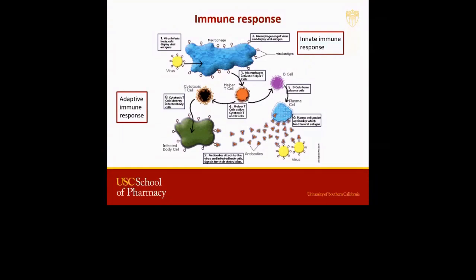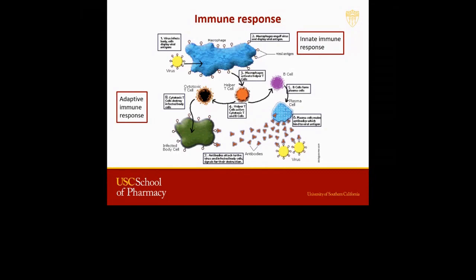The immune response will be triggered when a pathogen, or what we call xenobiotics, enters the human body system. It will be engulfed by what we call the macrophage, and then the macrophage will present the antigens on its surface, which will further trigger the helper T cells. The helper T cell will then further trigger the B cells, and the B cells will turn into plasma cells, which secrete antibodies to fight against the virus-infected cells.